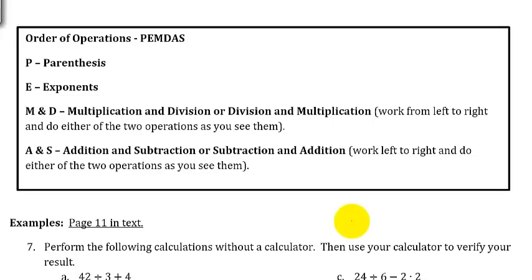This video is about order of operations, and the one saying that you probably have heard before that refers to order of operations is PEMDAS. So the P in PEMDAS stands for parentheses, so that's the very first thing that you'll want to do: all of the parentheses in a problem. And you want to start with the innermost and work your way out.